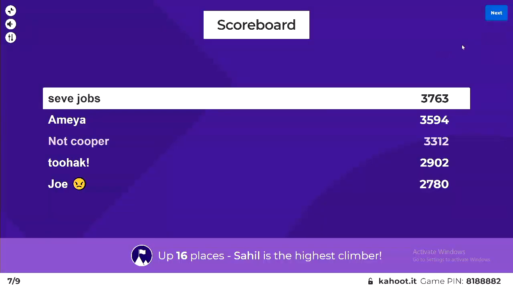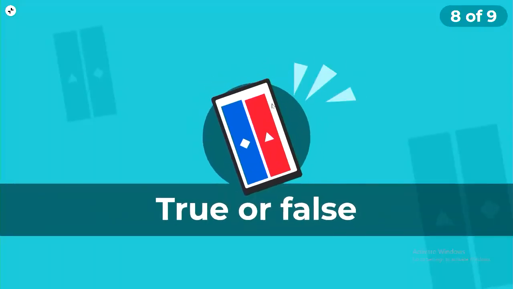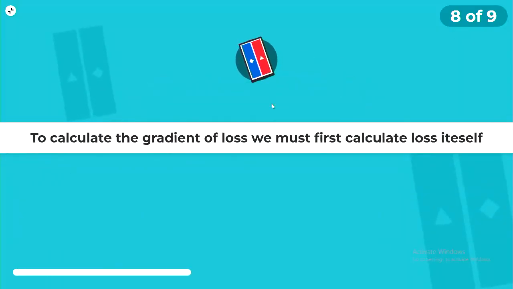And last question, I think. Steve Jobs, still up there. Not Cooper falling behind. To calculate the gradient of loss, we must first calculate loss itself.